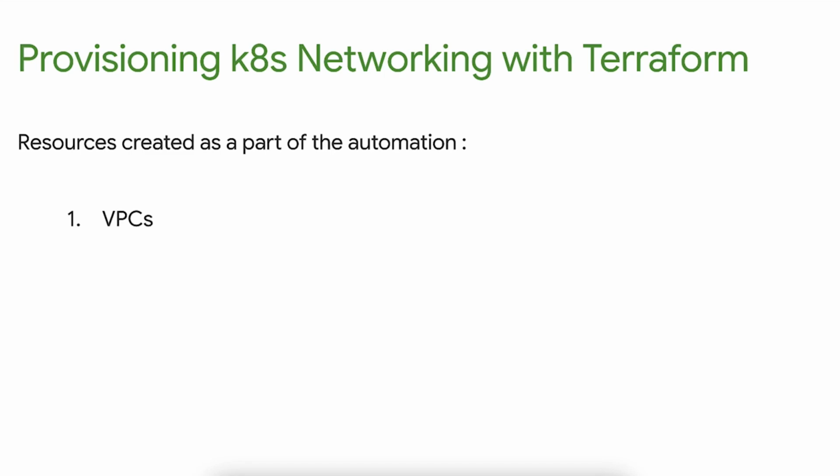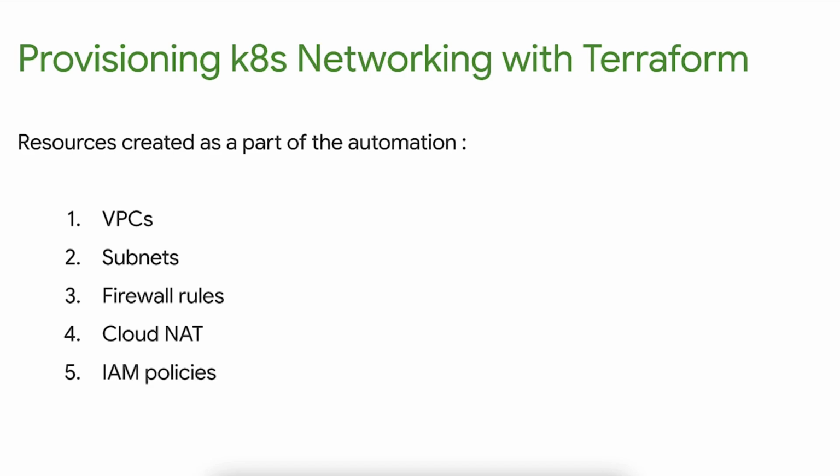VPCs are a private network dedicated to your Kubernetes cluster, providing isolation from other networks and allowing you to define a network topology. Subnets are segments of your VPCs that allow you to organize resources based on availability zone or specific functions, enhancing security and performance. Firewall rules. Firewall rules control the inbound and outbound traffic to your resources, ensuring that only authorized connections are permitted.